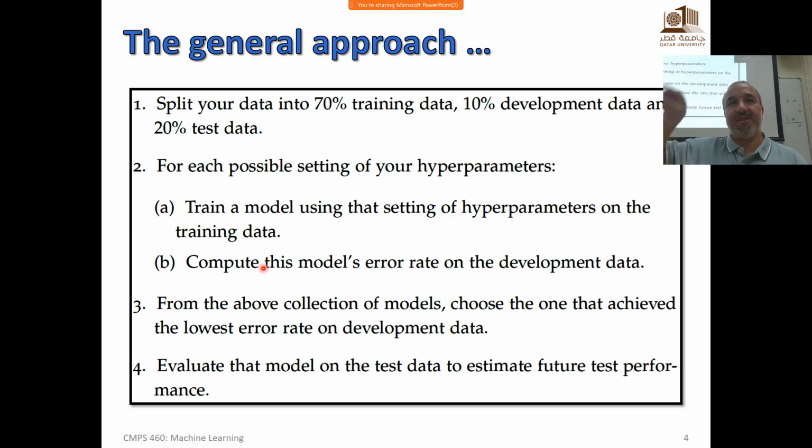After we are done with this loop, what should we do? We should pick the model or the hyperparameter values that gave us the best accuracy. Right? This is step three here. Then we test on the test set. What if we have two hyperparameters, not just one? What will change here?